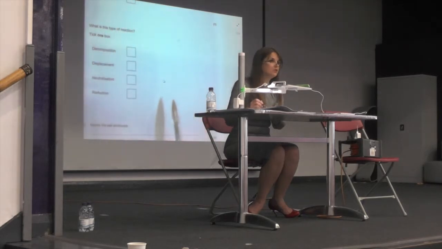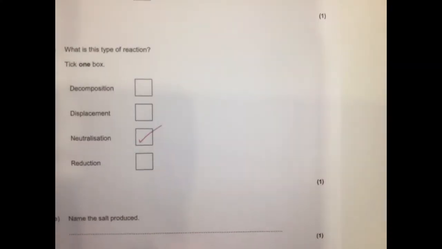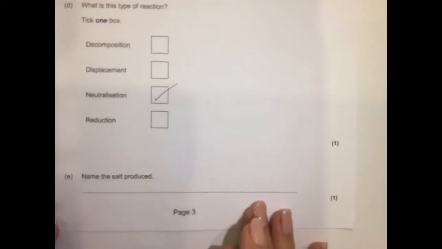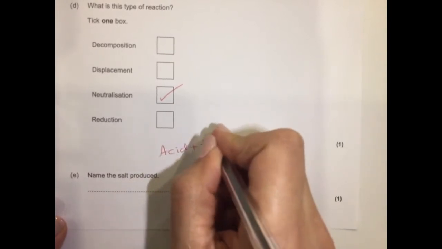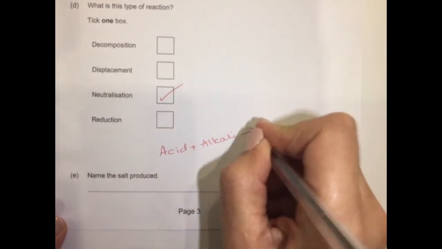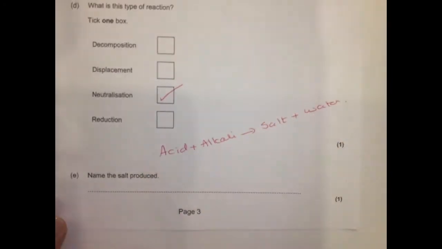Acid and an alkali. What do? We put an acid with an alkali, and it makes neutralization. It makes neutral. Now, this question here is about naming the salt produced. So you have an acid plus an alkali gives a salt plus water. So an acid plus an alkali gives a salt plus water.